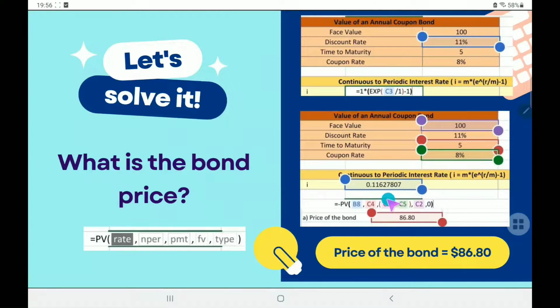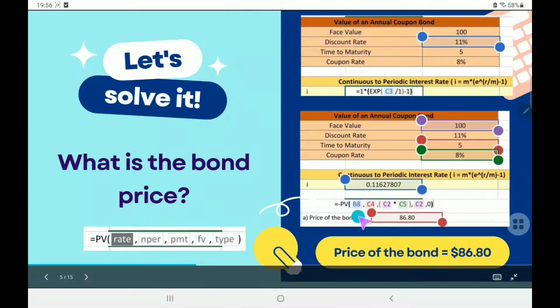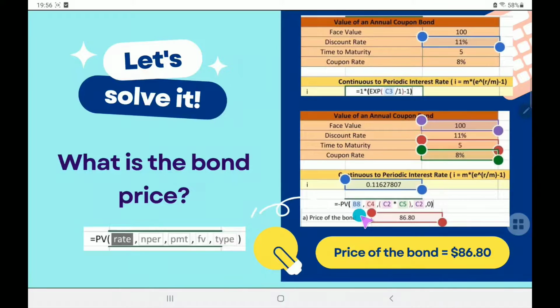Then we will get a value of 0.11627807 for the periodic interest rate. After we get the periodic interest rate, we can find the price of the bond using the PV formula. First, the rate is 0.11627807, which is the new periodic interest rate, and the number of periods is 5 because we are using a 5-year period. The payment per period is 100 times the coupon rate, the FV is 100, and the type is 0 because it is at the end of each year.